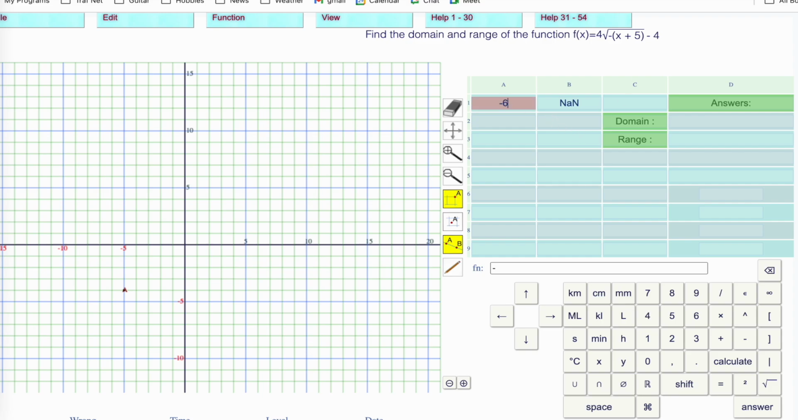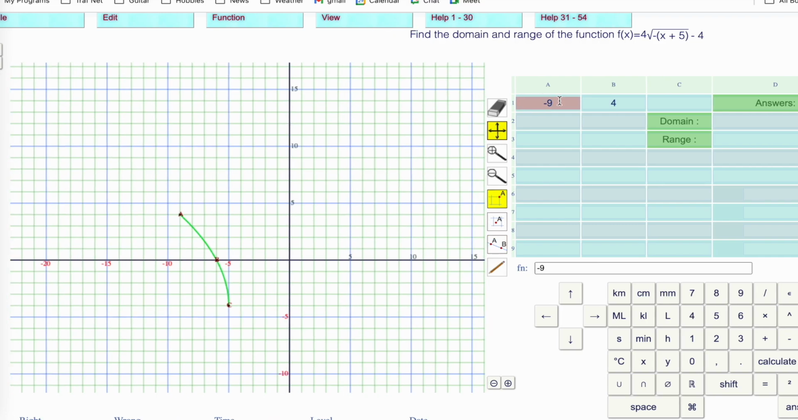I'm going to go to negative 6. When we put in negative 6, we get 0. If we put in negative 7, we get a decimal. Negative 8, we get a decimal. How about negative 9? We get a 4. It's going to be curving this way. If we went 9 more than negative 5, negative 14, that would be our next whole number. Negative 14 is giving us 5, 6, 7, 8.